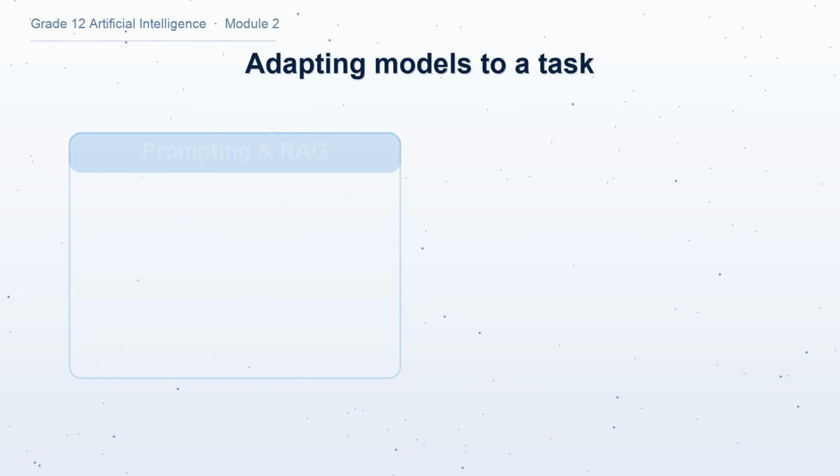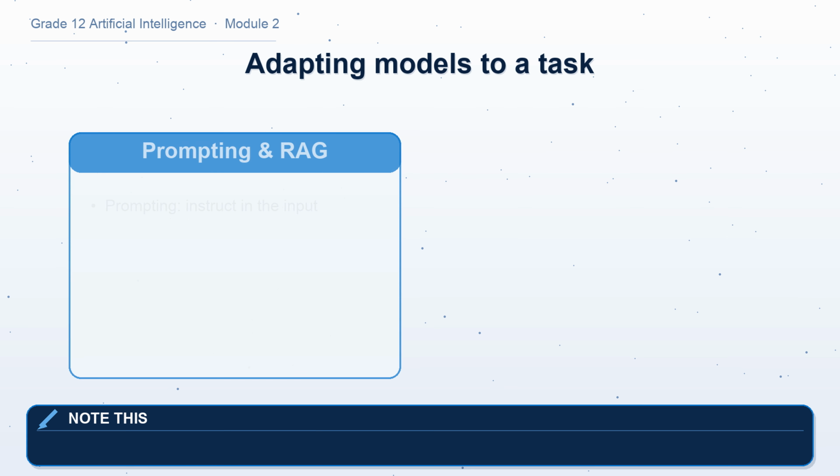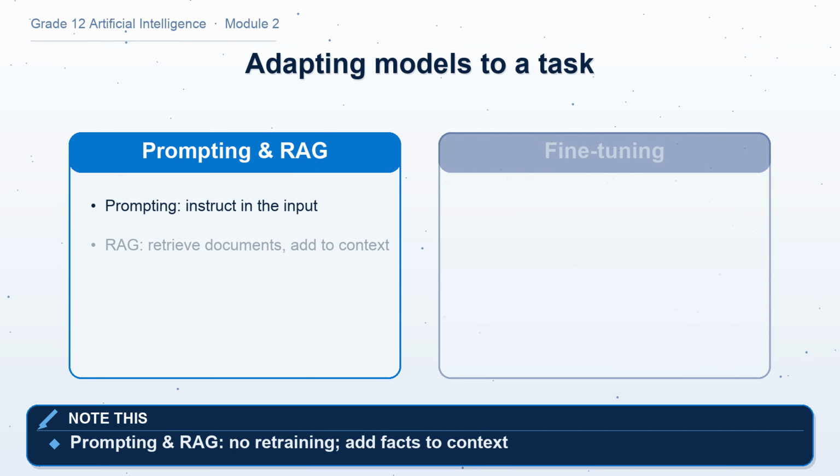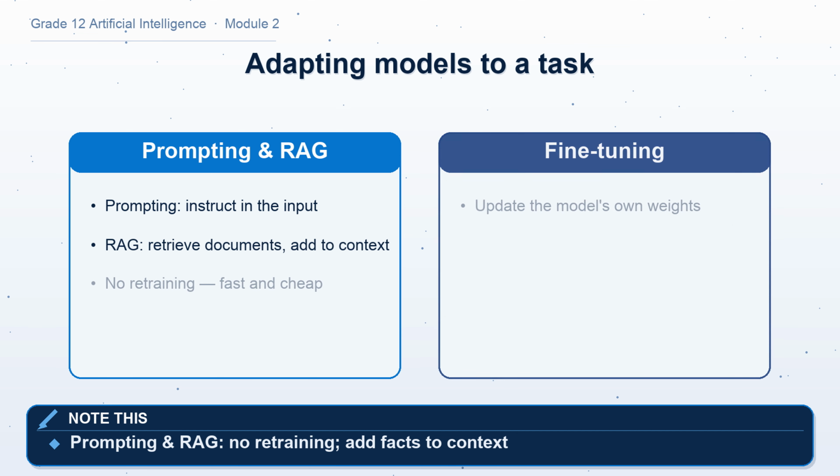With prompting, you simply instruct the model clearly in the input. With retrieval augmented generation, often shortened to RAG, you first retrieve relevant documents and place them in the model's context so it can read the facts it needs. This is fast, cheap, and ideal for fresh or private information.